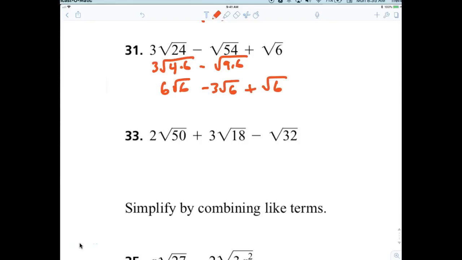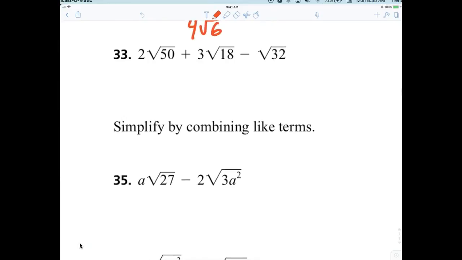Anybody have any issues? Do we agree? That's easy. It's very easy. All right. So your final answer, 4 radical 6. All right. Now one more of these, and then we'll get to the variables. All right. So here we go.